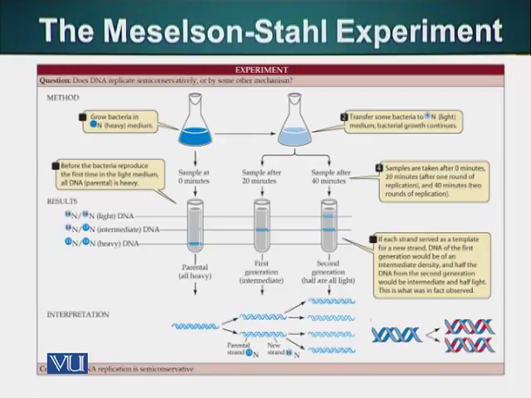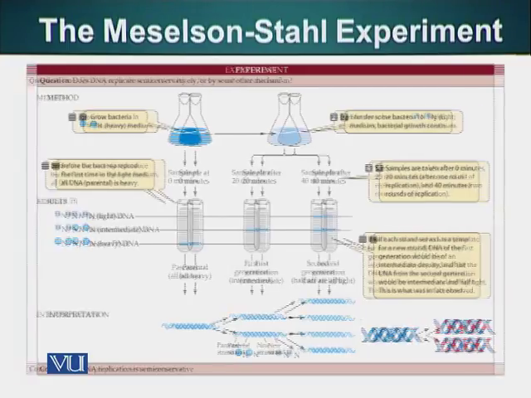In the next round, they allowed the bacteria to grow again in the normal medium containing N14. Now they had two bands: one at the intermediate location and one light band. If the model of DNA replication was dispersive, they would not have been able to get this light band of N14, because the band would have appeared somewhere in between. That did not happen. This conclusively proved that the model of DNA replication is semi-conservative, not dispersive or conservative.